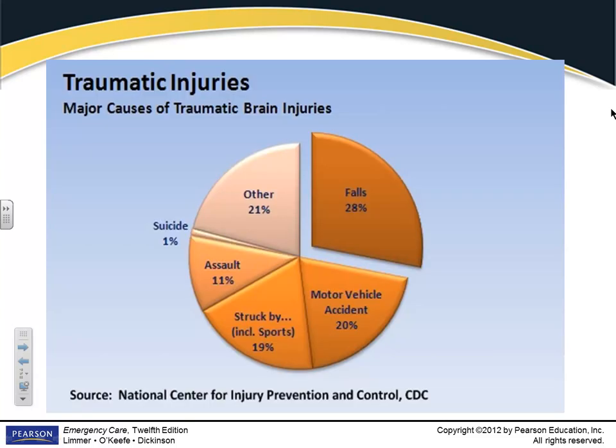When you look at the cause of traumatic injuries, this is just a little breakdown. You can see that by and large, falls contribute to most of your traumatic brain injuries. We call that TBI, traumatic brain injury. We'll look at that in depth a little bit later in the semester. But falls is the biggie. Motor vehicle accidents, for the most part, secondary.